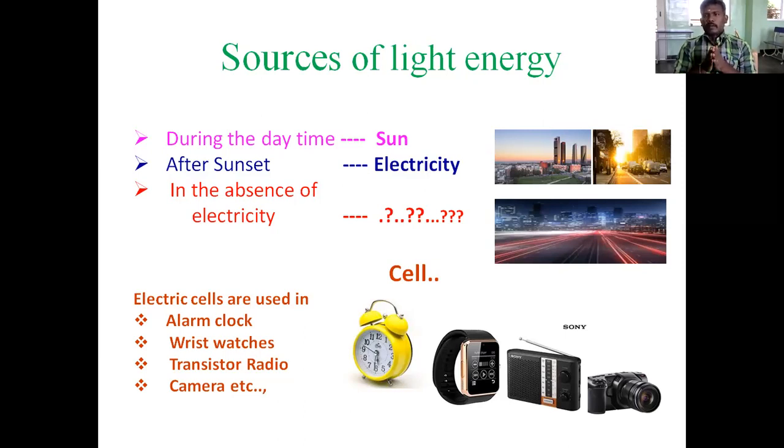So the sun, the moon, the bulb, and the cell, these are the things that produce light energy. And at last, I display where the electric cells are used. At which places are electric cells used? Alarm watches, wrist watches, transistor radios, and cameras. These are the several devices.